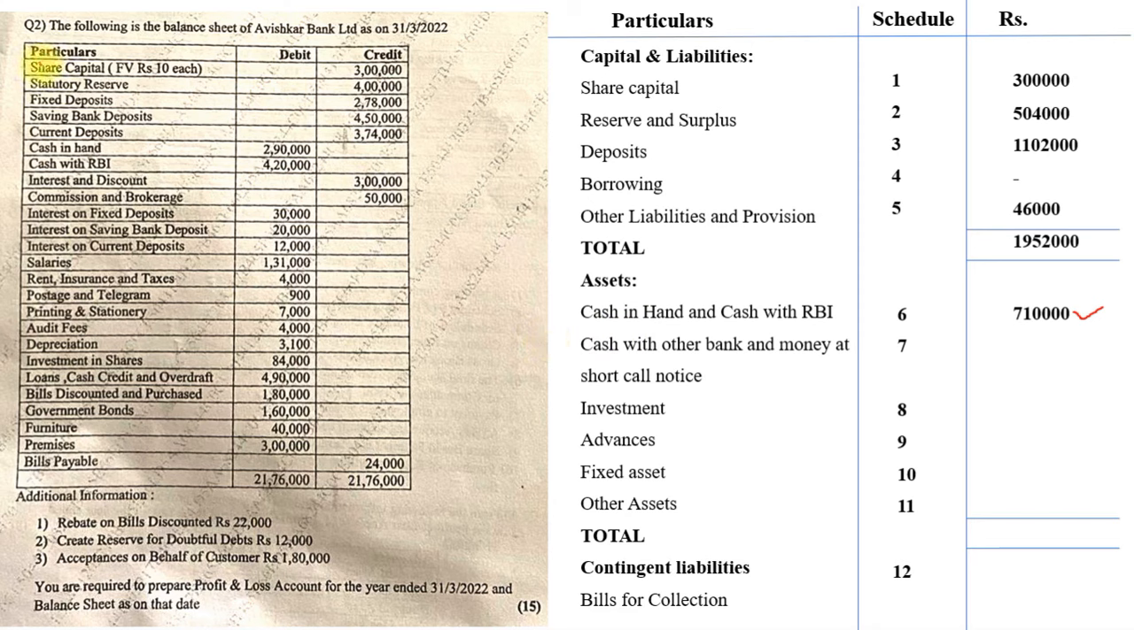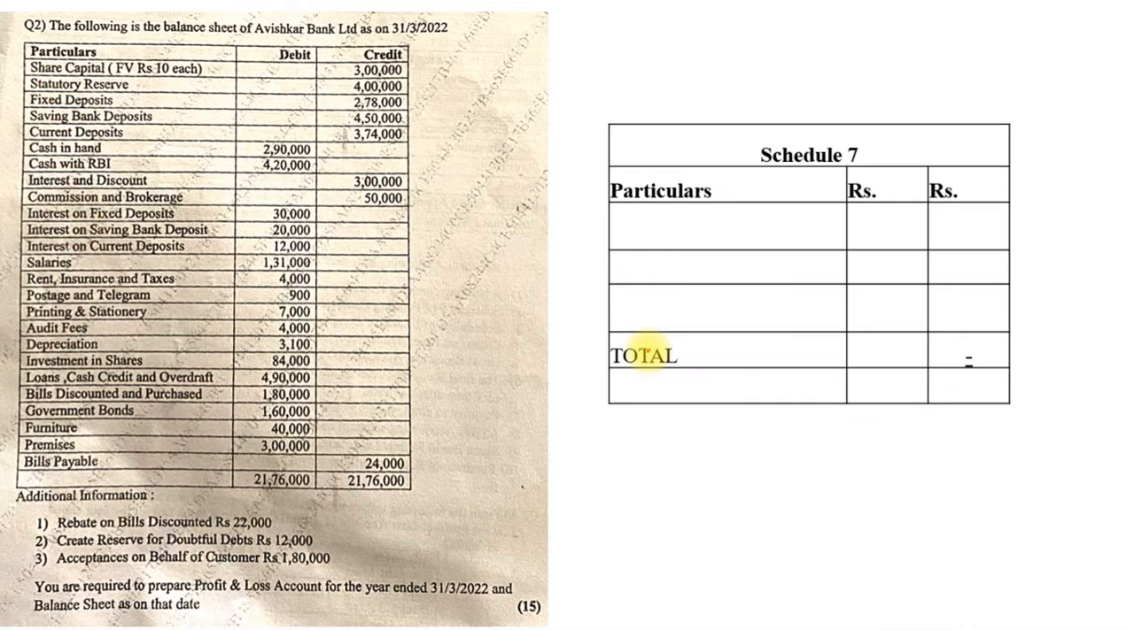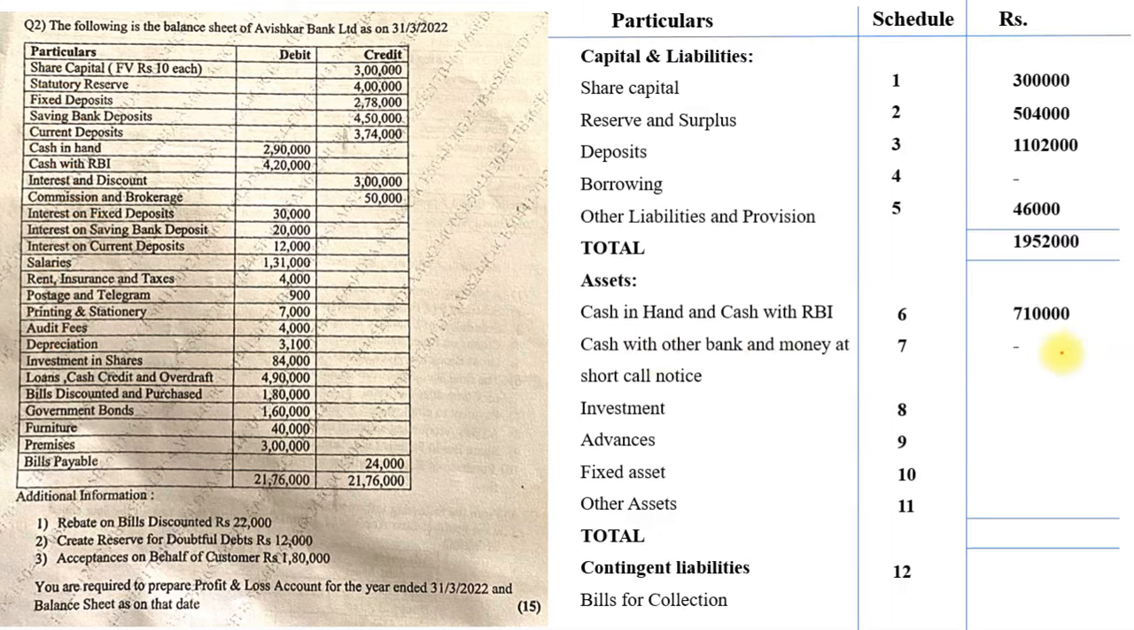Now if I look carefully, share capital is done, statutory reserve, FD, saving, deposit, cash in hand, cash at bank, interest, commission, interest on FD, saving, current, salary, rent, printing, postage, audit, debt, everything is done. Now next, investment, loan, cash credit, overdraft, bill discounted, government bonds, furniture, premises, and bills payable. These are the only values which are remaining. So I couldn't find anywhere short call notice or anything given. So under schedule 7, nothing is given, nil. So we write nil.